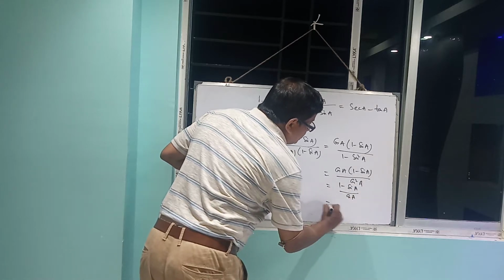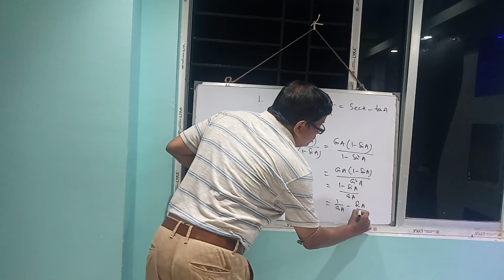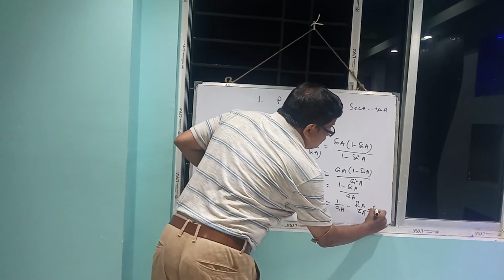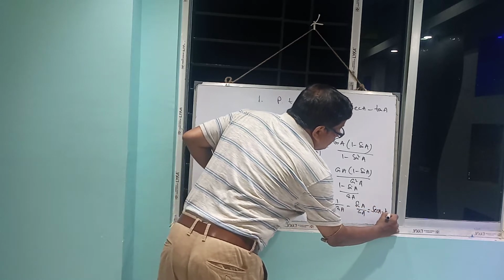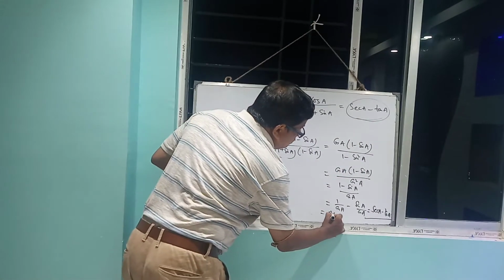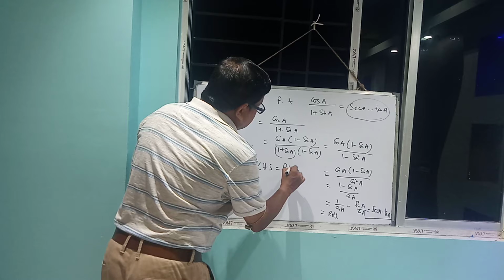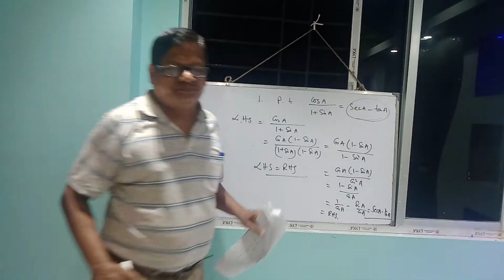So it can be written as 1 by cos A minus sin A by cos A. Okay. So write sec A minus tan A. Look here, sec A minus tan A. This is the RHS coming. So it is proved that left hand side equals right hand side. Okay. Right.